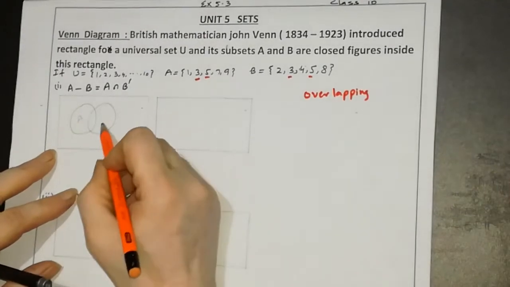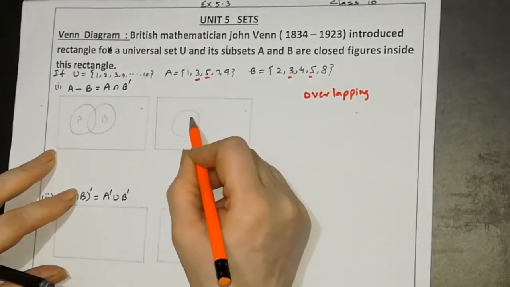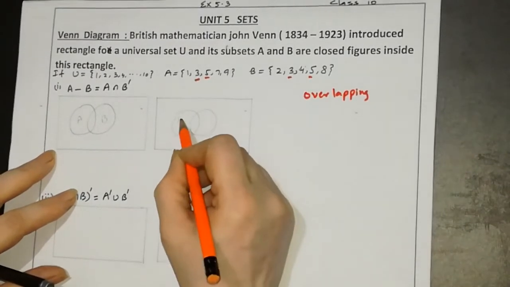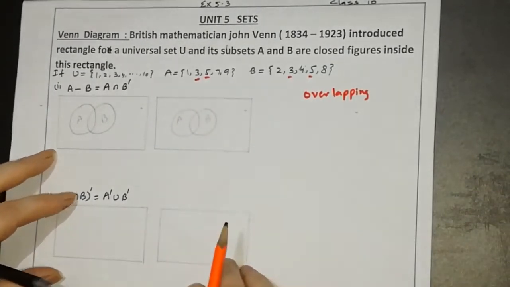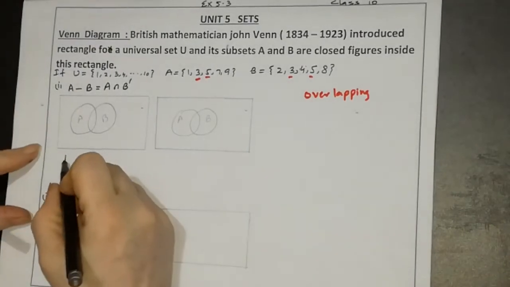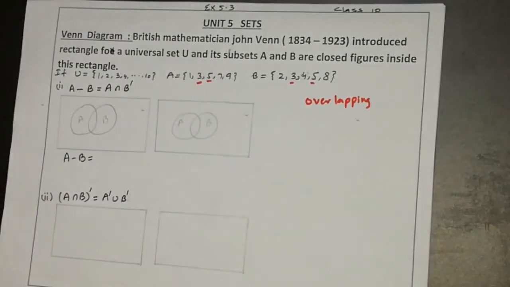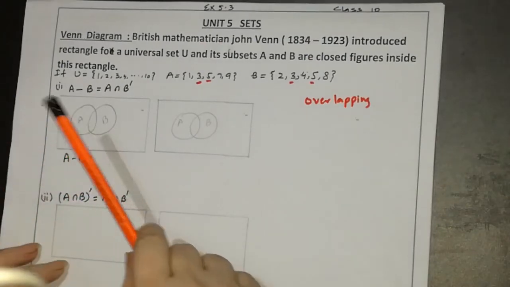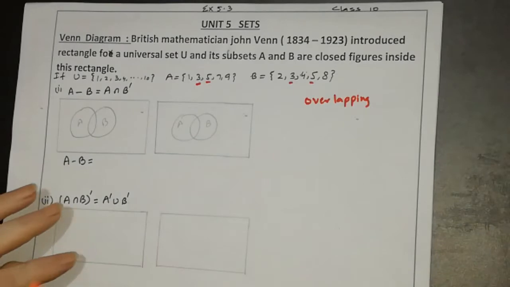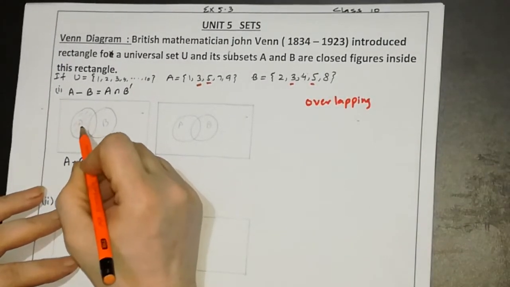Now this is A and this is B, and here is A and here is B. You can use the compass also for neat diagrams. So A minus B. First I will find A minus B. A minus B means those members of A which are not present in B. So I am using this line to show my answer.